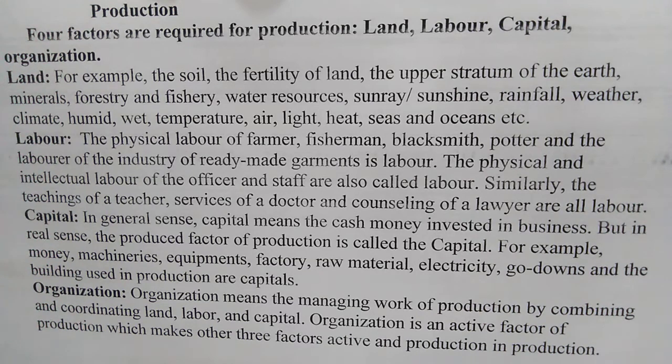There are four factors of production. They are land, labor, capital, and organization. First of all, land. What do you mean by land? Though in your screen some examples of land are given, but I like to detail you. In ordinary sense, land means the soil or plain field. But in economics, land means all kinds of natural resources. That is, all free gift of nature and all things which man cannot produce.